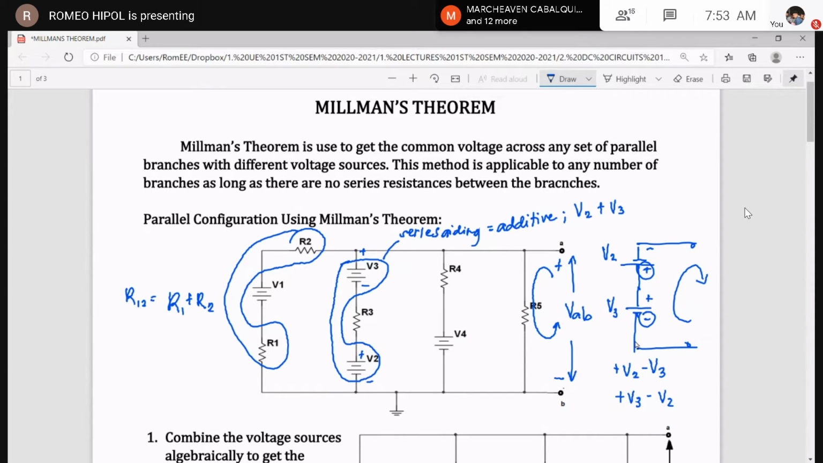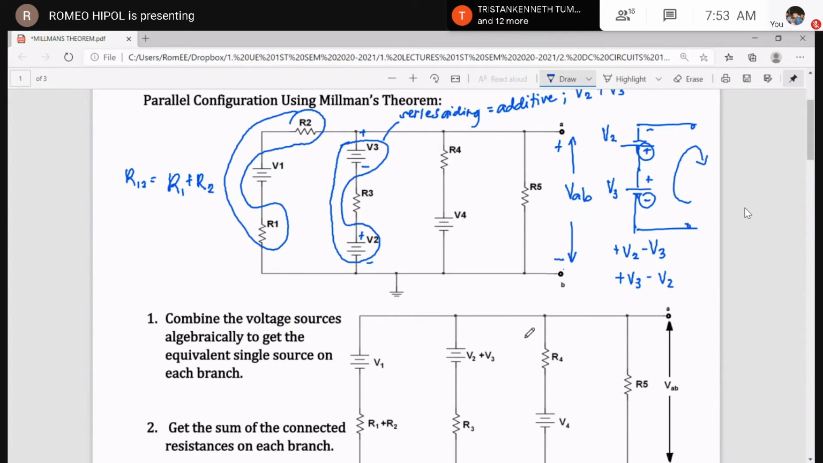Okay, so sige. For third branch, so we have a single resistance and single supply. Then for the fourth branch, we have a single resistor connected. So meaning wala tayong kailangan simplify pa. Okay, let's proceed to the next.